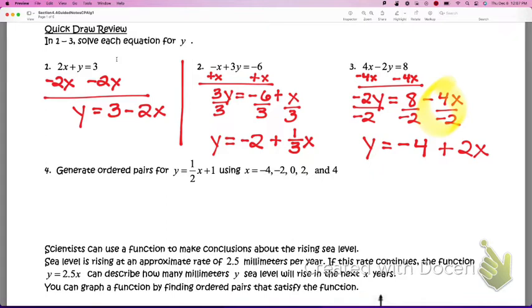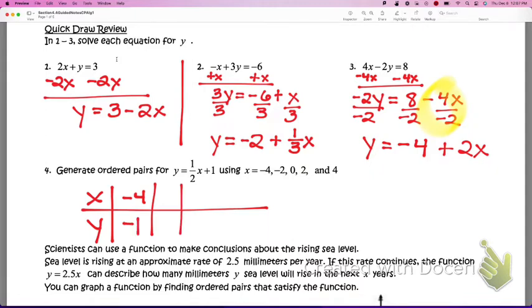So can we generate ordered pairs? When I plug in, let's just make a table. If I plug in negative 4, what's my output? What's half of negative 4? Well, half of negative 4 is negative 2. Negative 2 plus 1 is negative 1. When you input negative 2, what do we get? Half of negative 2 is negative 1. Negative 1 plus 1 is 0.